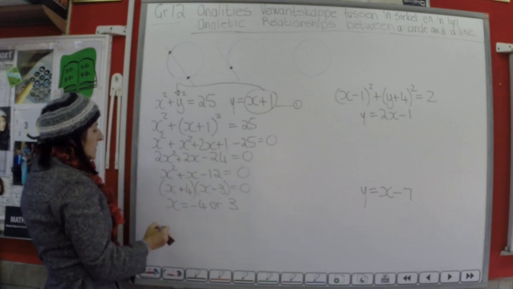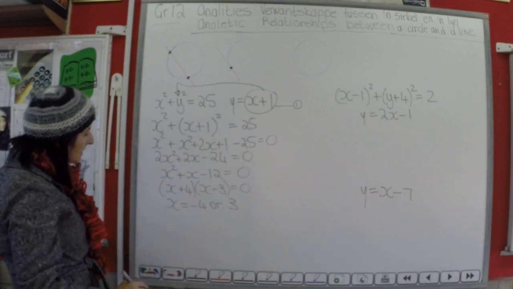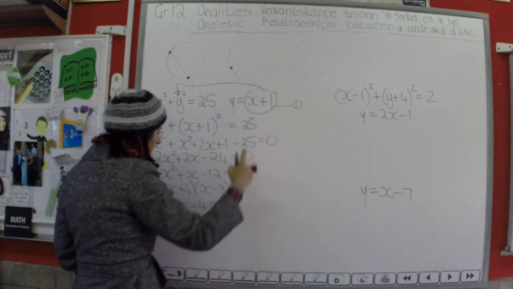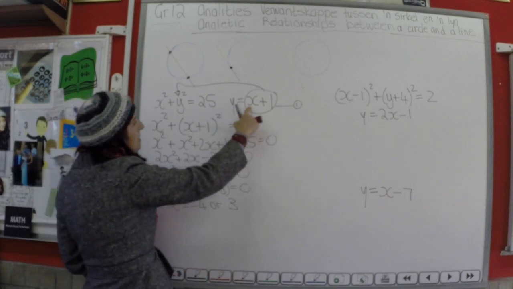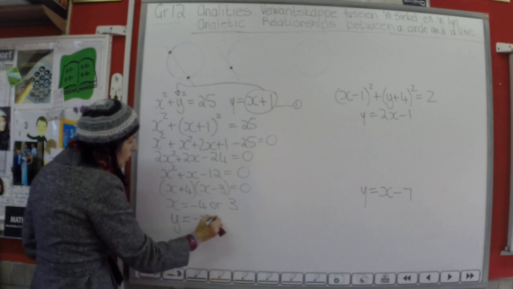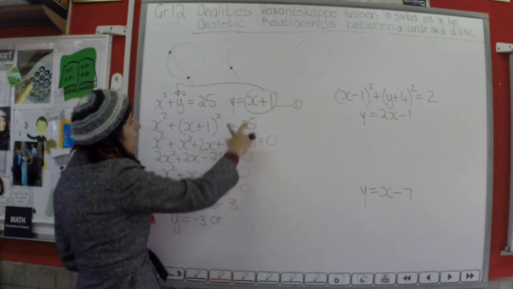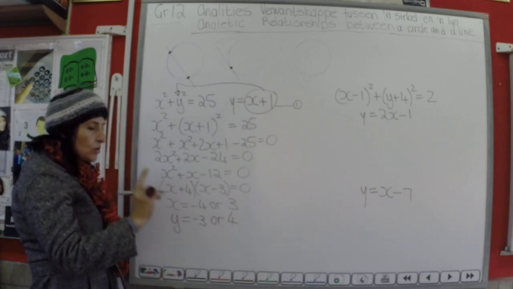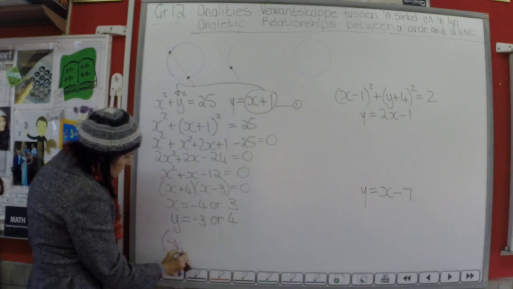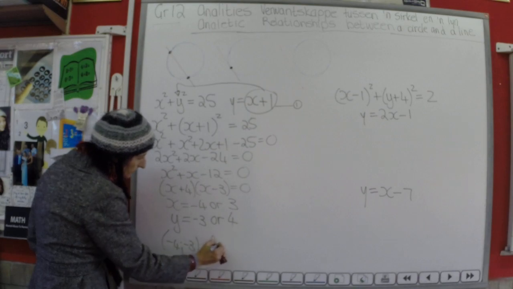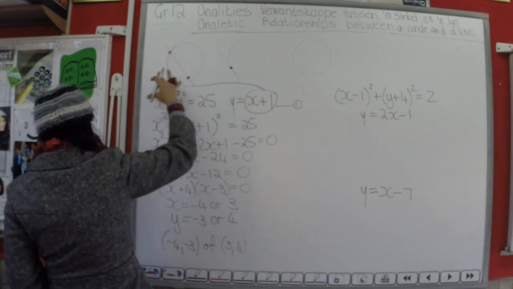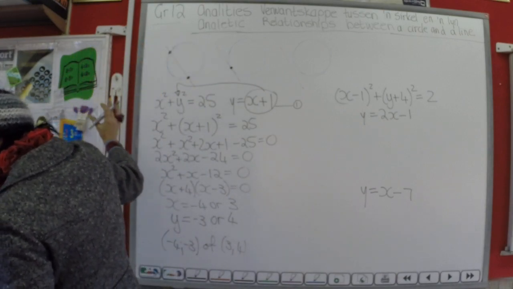Ek soek die twee snypunte, so hierdie x-waardes het ook y-maatjies. So I can substitute this x value into the place of x over there. So I've got minus 4 plus 1, that gives me minus 3. Or I've got 3 plus 1 and that gives me 4. So the two coordinates of interception will then be (minus 4; minus 3) or (3; 4). So ek het twee snypunte, dit beteken my scenario lyk soos daai ouetjie.